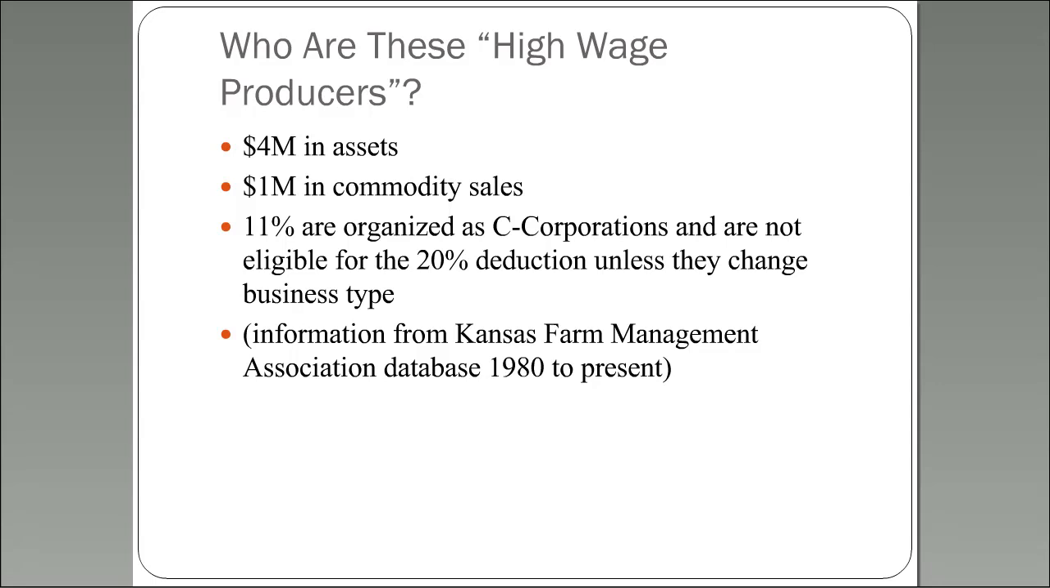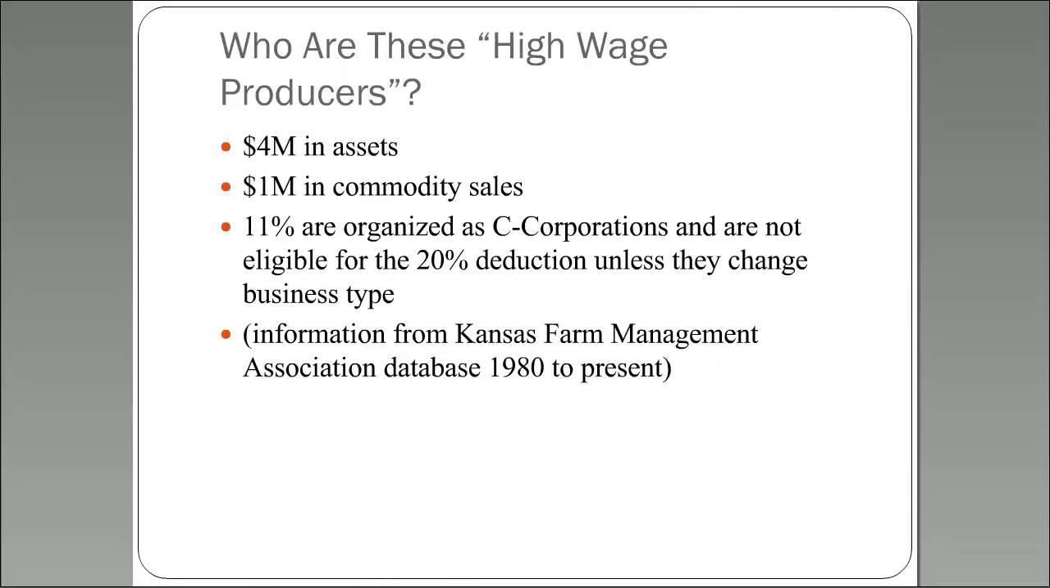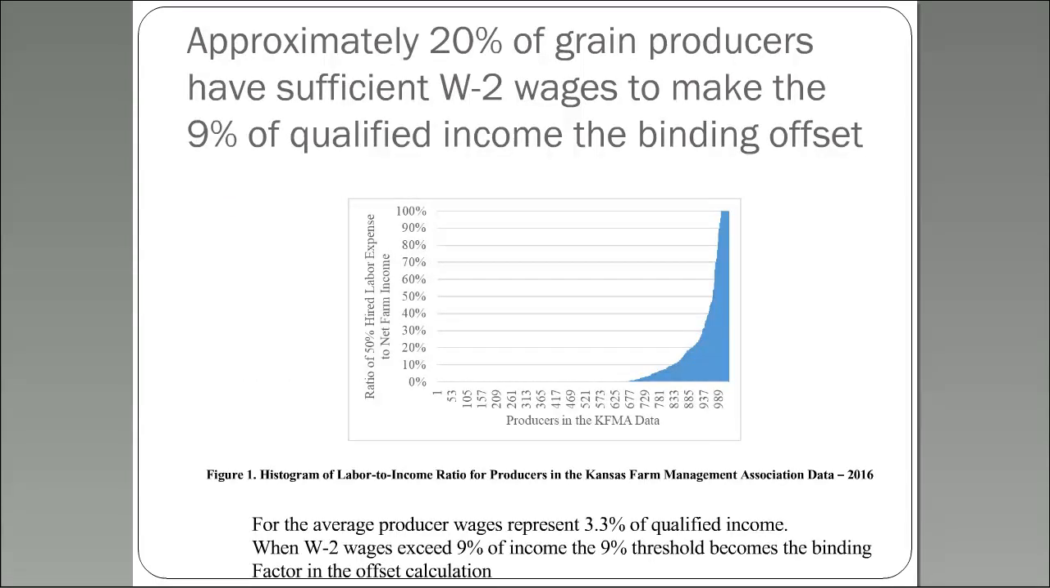So we looked at who was in those high wages, and they tended to have $4 million in assets on average. This is those people that did have enough W-2 wages. They sold over $1 million of commodities. 11% of all these farms were organized as C corps, and again, I said about 20% here of the farms. This is also out of the Kansas Farm Records Management Database. About 20% have had enough W-2 wages, but more than half of those were organized as C corps.